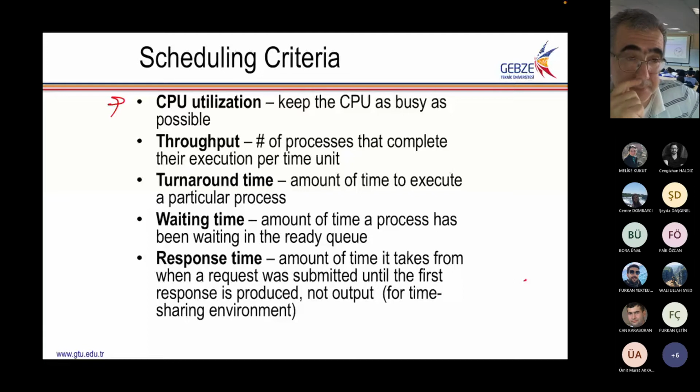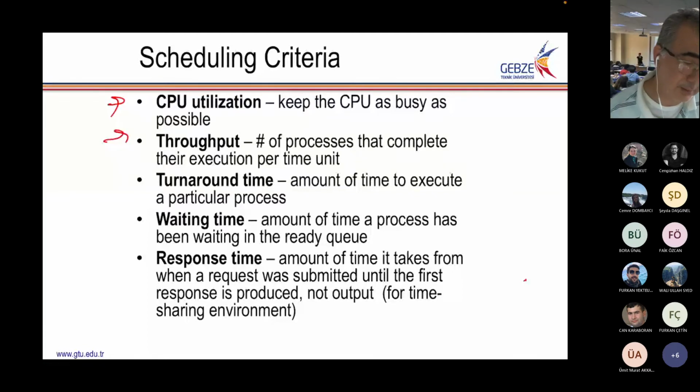Second, it is also interesting in barber shops or mechanic shops, throughput. How many tasks are completed? The number of processes that complete their execution. So probably short tasks are favored because short ones are executed and quickly finished. That is how throughput oriented decisions are made.